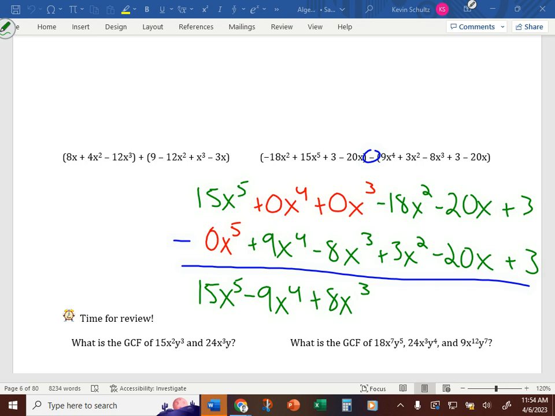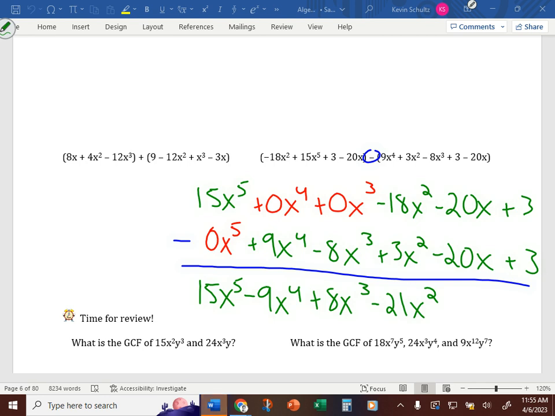Negative 18x squared minus positive 3. How many x squared is that? Negative 18 minus 3. Negative 21x squared. Negative 18 minus positive 3 is negative 18 minus 3, negative 21.